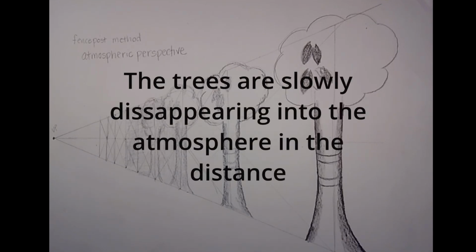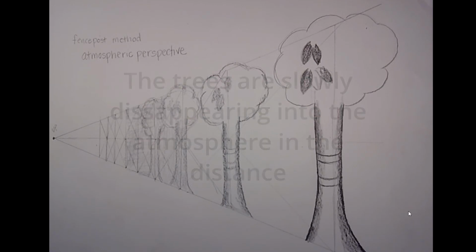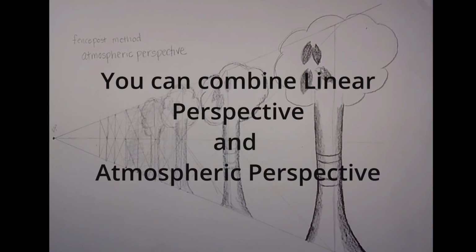That is, again, atmospheric perspective, and you can combine both atmospheric perspective and linear perspective in a drawing just to enhance the linear perspective. You can also do a drawing that's only atmospheric perspective. It's used a lot in landscape painting.